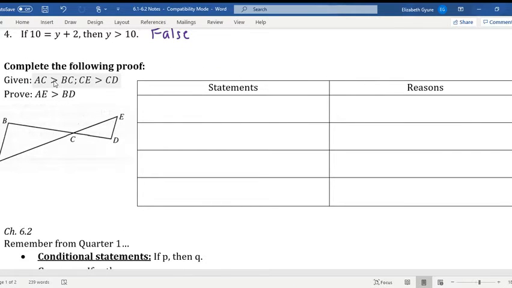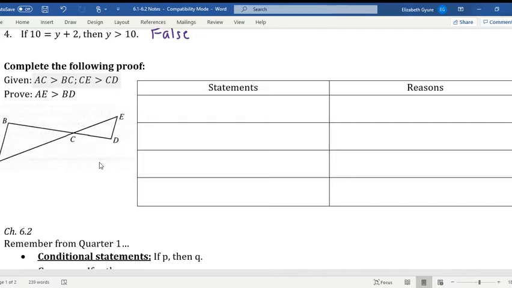We are given that the measure of AC is greater than the measure of BC. So this basically is just telling you the measurement of this side is greater than the measurement of this side, and the measurement of CE is greater than the measurement of CD. All right, so it wants us to prove that the measurement of AE is greater than the measurement of BD.